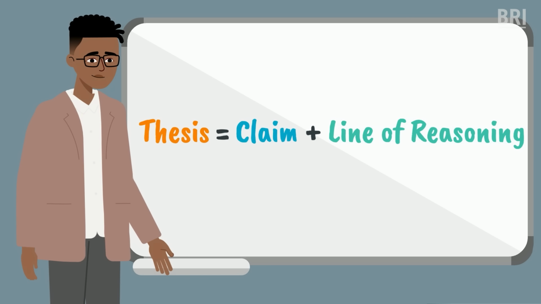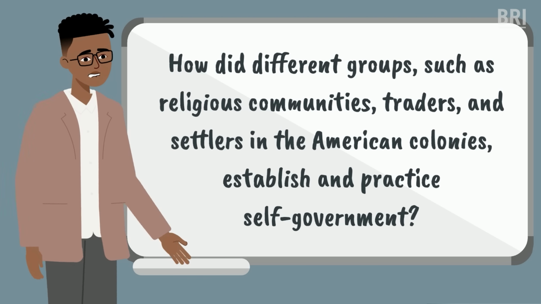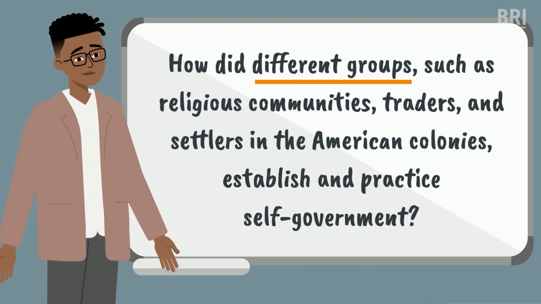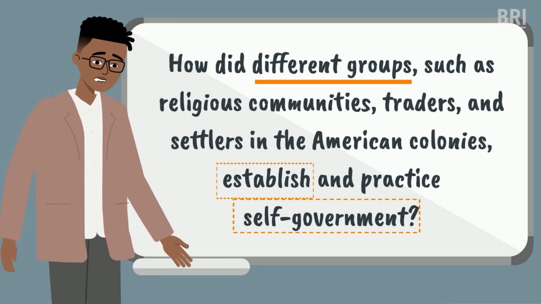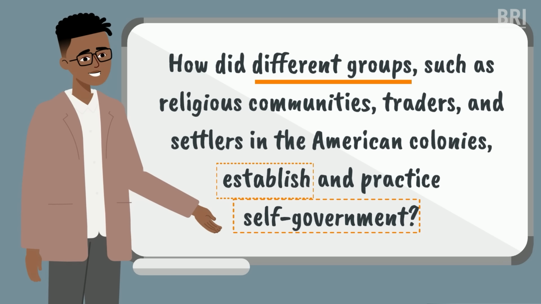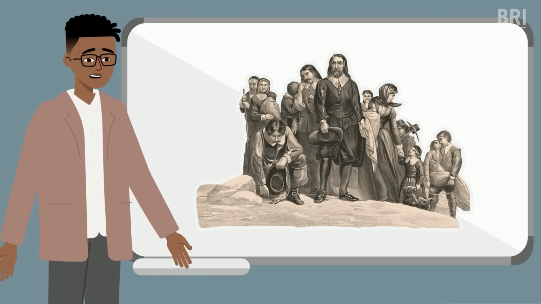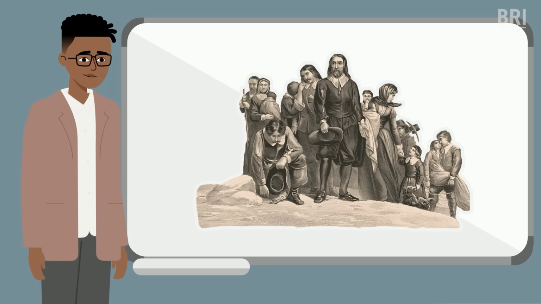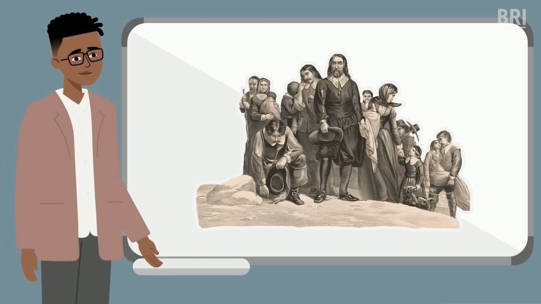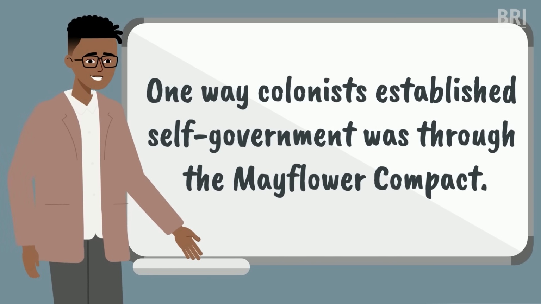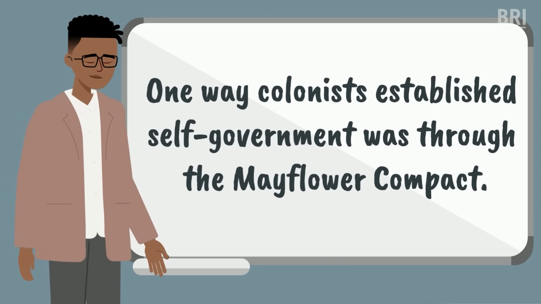Let's build one together. To do this, we need to understand the question. The question mentions different groups and gives us a few examples. Establish means to set up, and self-government means government by the people and for the people who create it. We know that one group, the Pilgrims, created a system of self-government by signing the Mayflower Compact even before they left the ship. This shows that self-government was a priority from the very beginning. So we could answer this question by saying, one way colonists established self-government was through the Mayflower Compact.